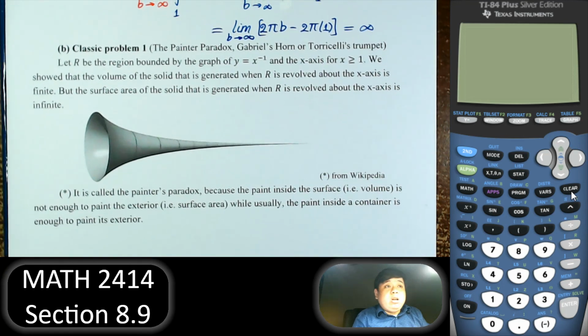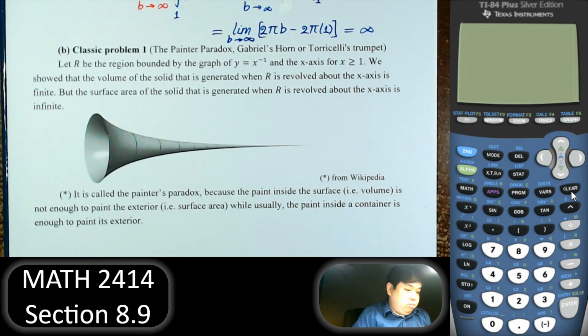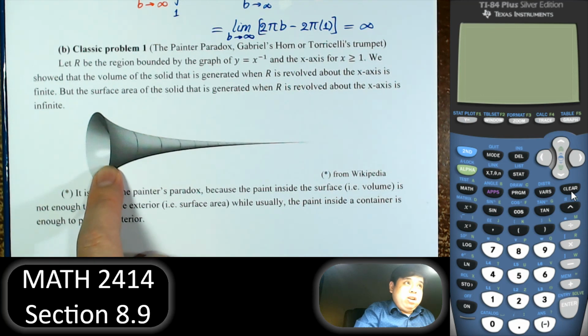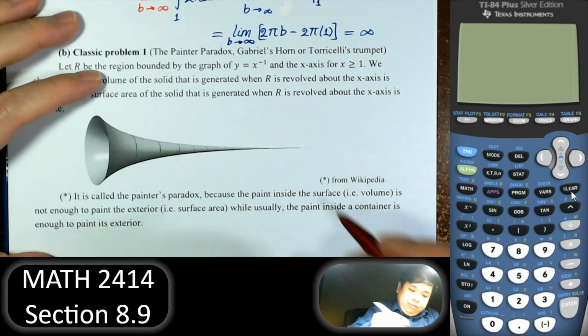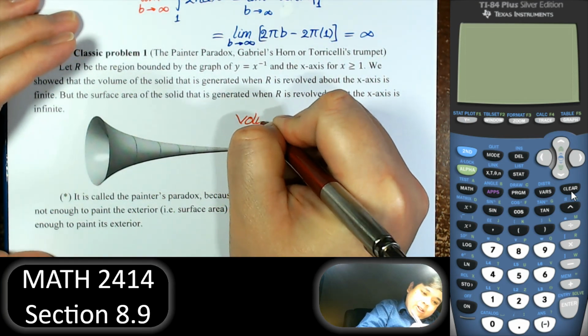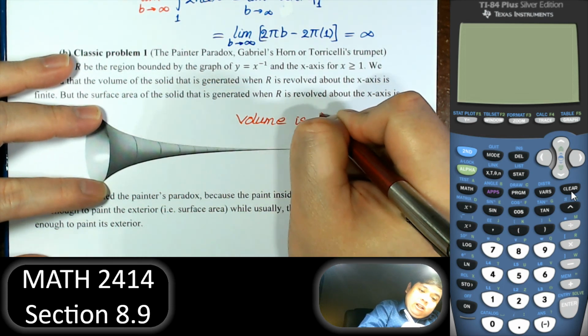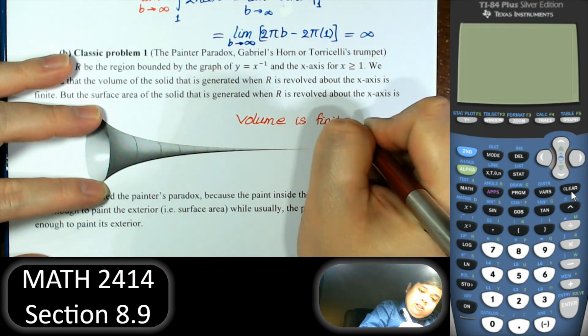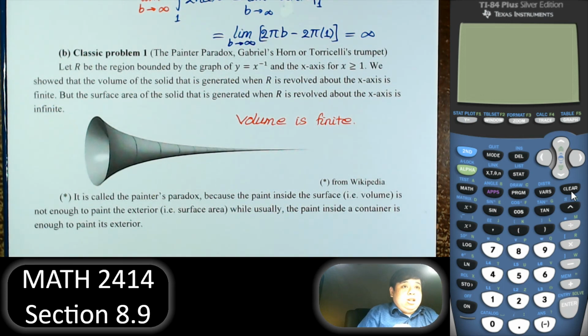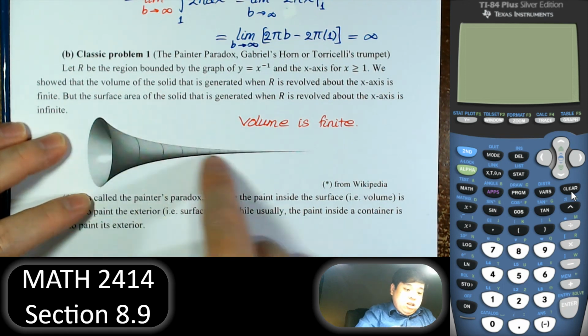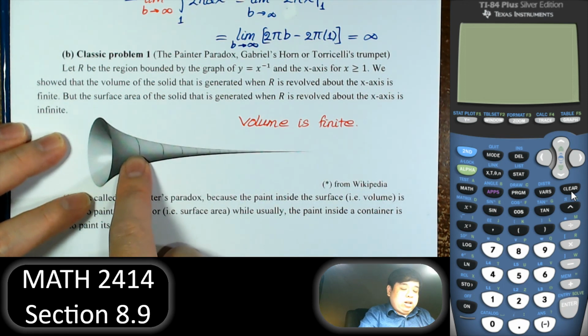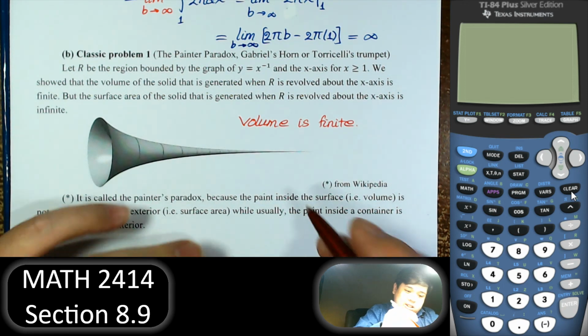The reason we call this the Painter's Paradox is because the volume of this one we calculated earlier. The volume of this is finite, but the surface area, we did not do surface area here. We do surface integrals in Calculus 3, but it can be shown that the surface area of this object is infinite.